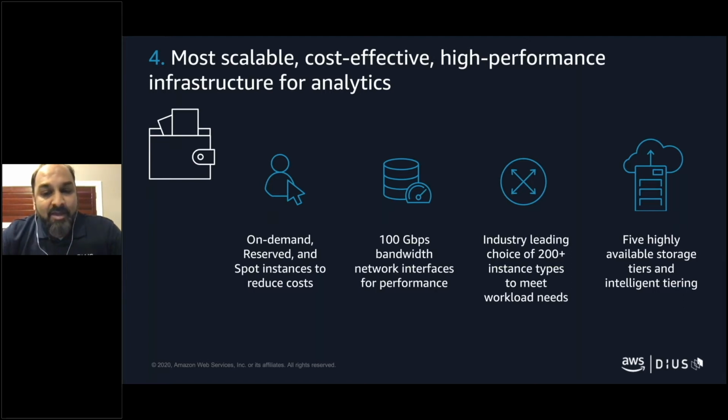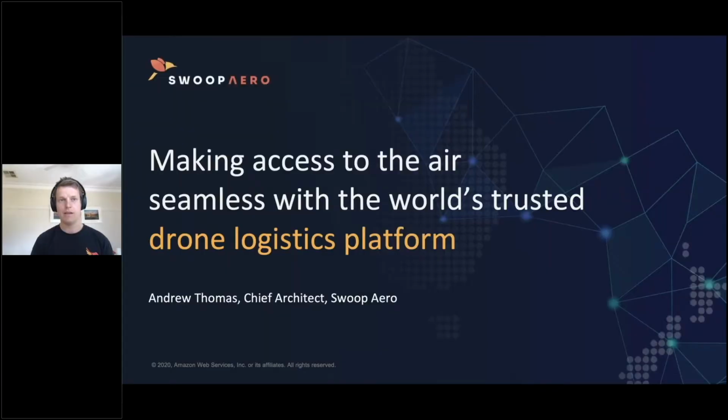With that, Andrew Thomas will present the Swoop Aero solution. Andrew, over to you. Thanks, Cameron.